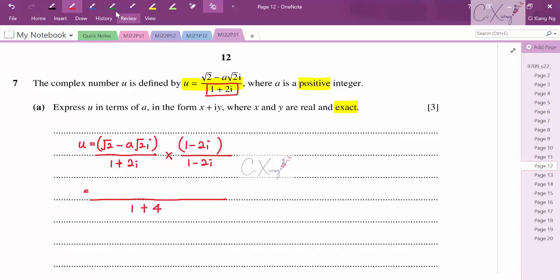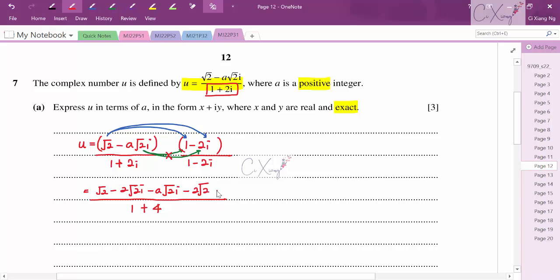For the numerator on top, as usual, you need to expand term by term. Expand the first term with the first and second term, and also this one. Expanding it, we have square root 2, then minus 2 square root 2i, minus a square root 2i, and also a square root 2i multiplied with 2i gives 2a square root 2i squared. Eventually, if we simplify, I have negative 2 square root 2a. Just to recall, i squared equals negative 1.